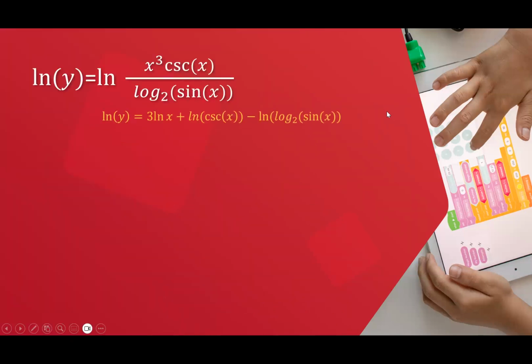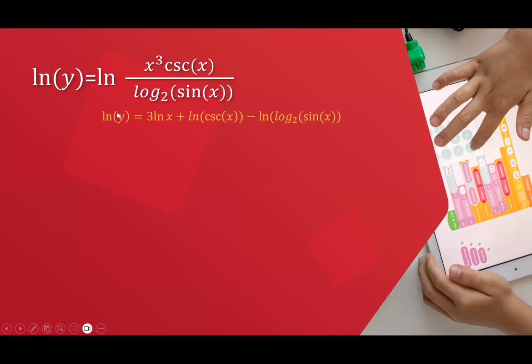So what's the step-by-step procedure? First of all, look, y equals x cubed cosecant of x over log base 2 of sine x. Now keep in mind, the derivative of cosecant of x is negative cosecant x cotangent x. You're going to have to remember that. So if I take the natural log of both sides, using the laws of logs, because we have to train our brain, this would be 3 natural log of x plus natural log of cosecant x minus natural log of log base 2 of sine of x.